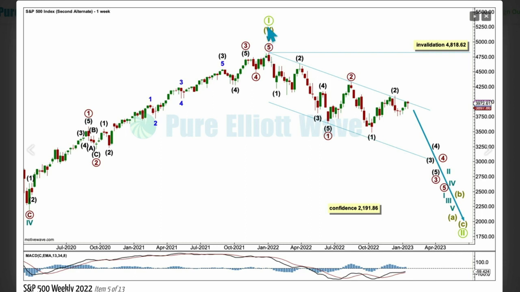Essentially, I've just added the grand supercycle one here. They've got this as the end of a supercycle degree 5th wave and the start of a huge new bear market. If that's the end of a supercycle degree 5th wave, then obviously that has to end something at grand supercycle degree, so I'm labelling it wave 1. If we're looking at a grand supercycle degree bear market, it should last probably over a decade and be absolutely devastating.